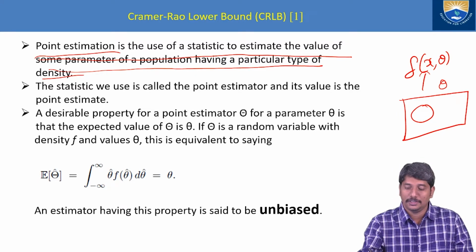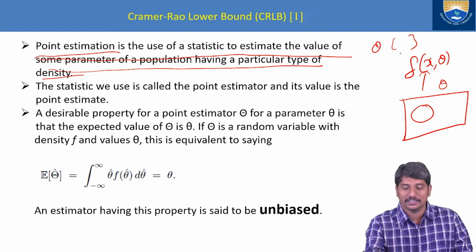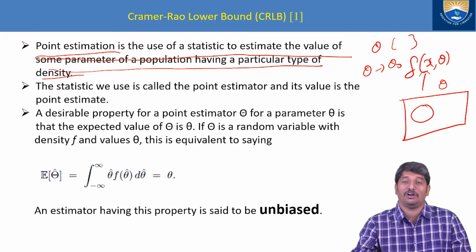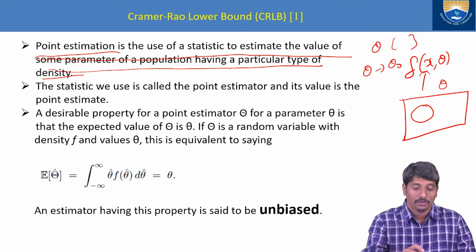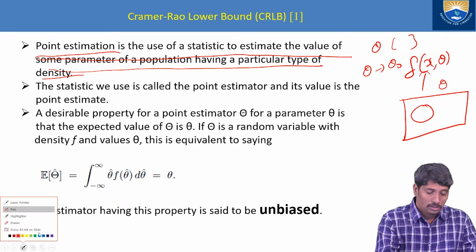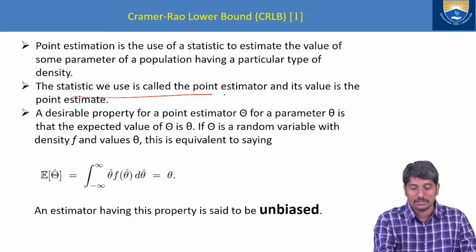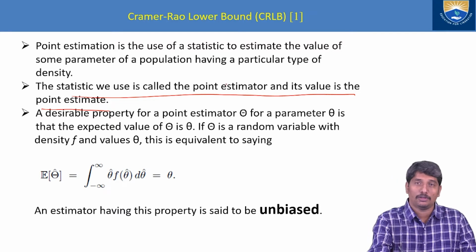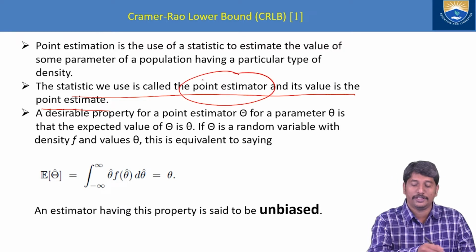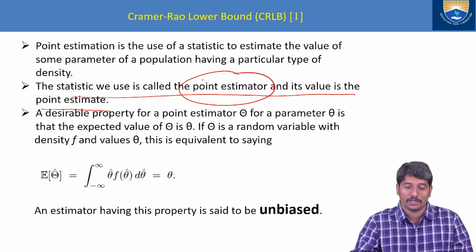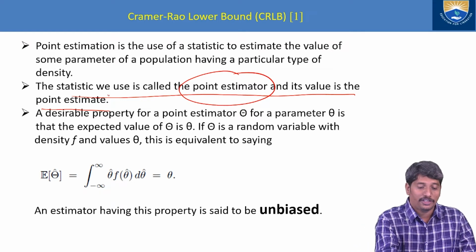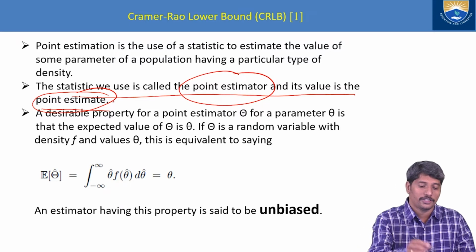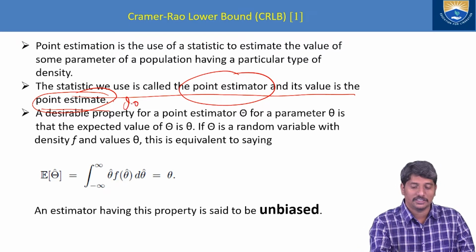Suppose you are estimating theta as an interval, then it is called interval estimation. If you are trying to estimate theta as a single number, theta naught, then it is called point estimation. Now, the statistic we use is called the point estimator and its value is called the point estimate. That means the mathematical formula which we are applying on the sample data to estimate theta is called the point estimator. And the final answer we get from the sample by using the formula is called the point estimate. This is theta naught and this is the formula.